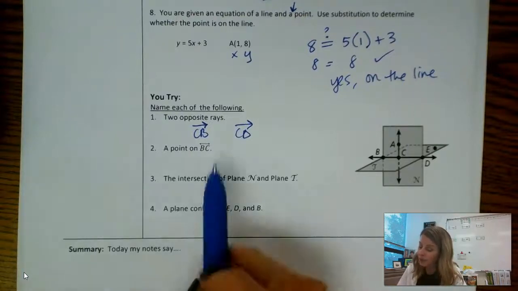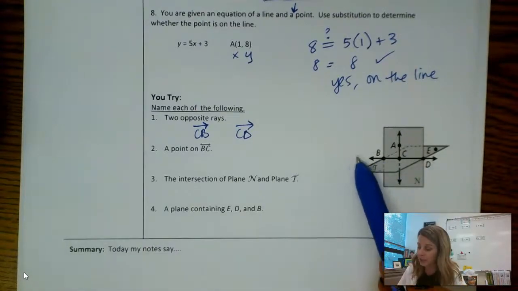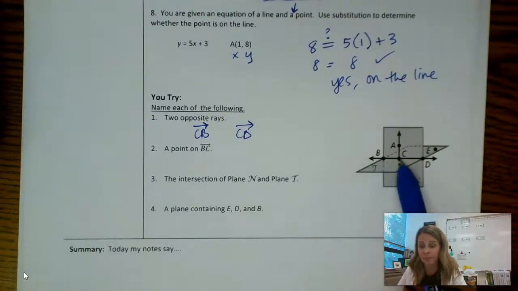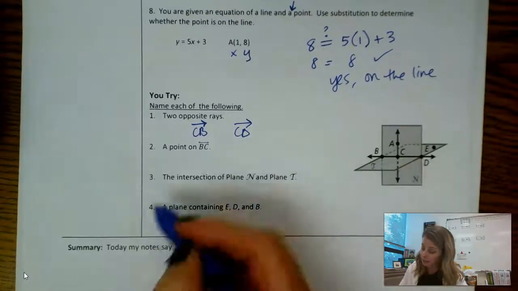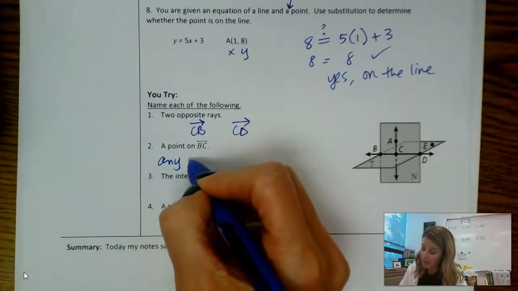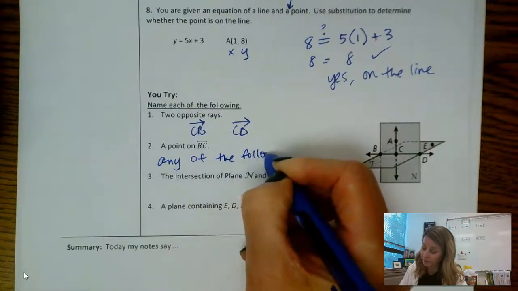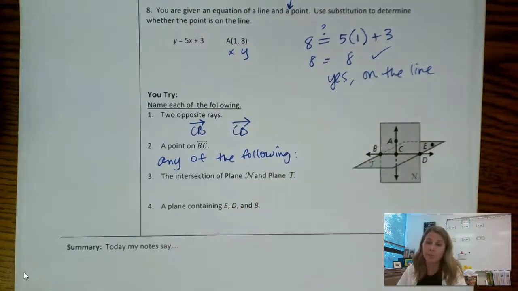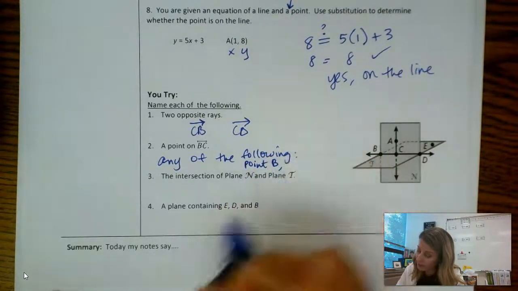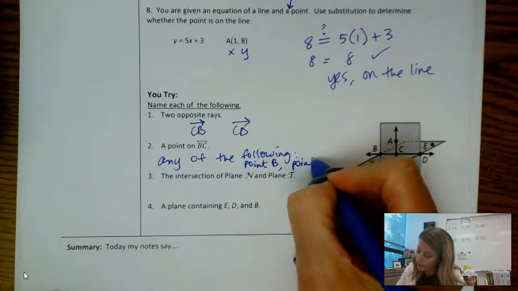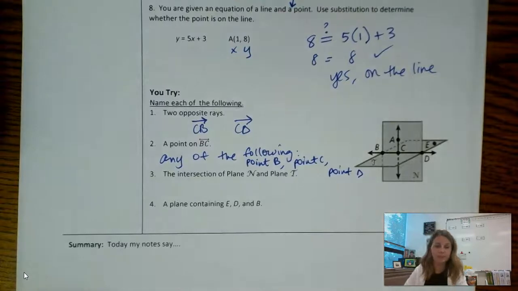Name a point on line BC. So on line BC, I have lots of options here. I could name point B, I could name point C, but see how it goes through D? So I could also name point D. Okay, now of course you could name just one of them. So you could have said point B, point C, or point D. Okay, so just one's fine.